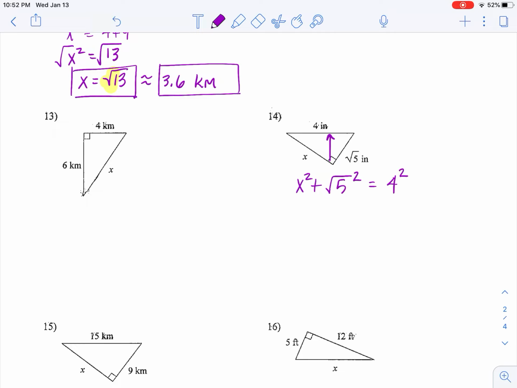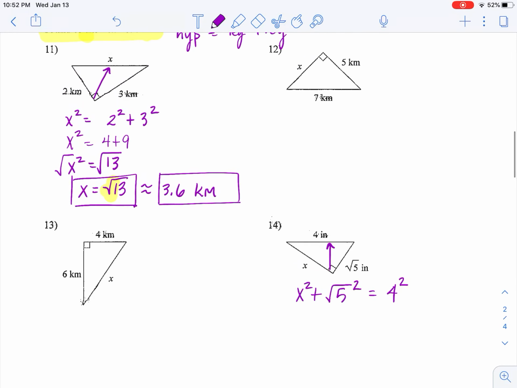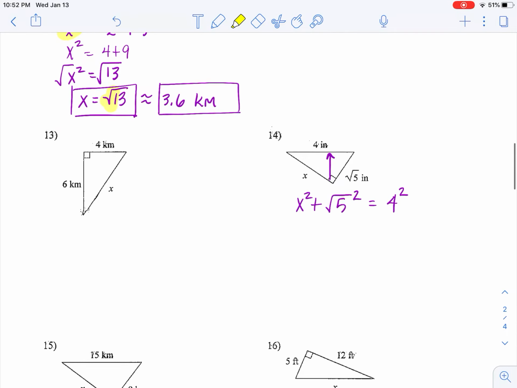All right, so the reason I wanted to do this one, the reason it's different than number 11 is because in number 11, notice how the x was all alone because it was the hypotenuse. And in number 14, the x was being added to the square root of 5 squared because it was a leg. It was not all alone. So the important thing to remember is to keep your hypotenuse alone when you set up the equation and to make sure you square everything.